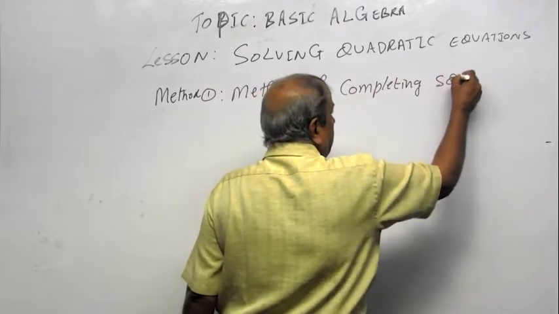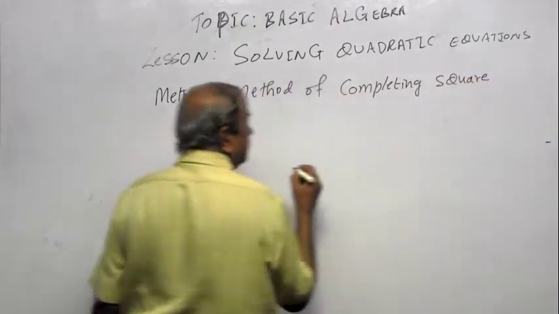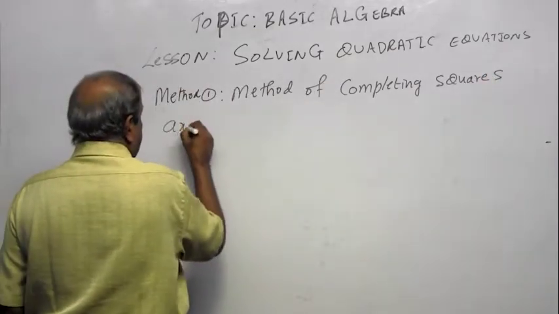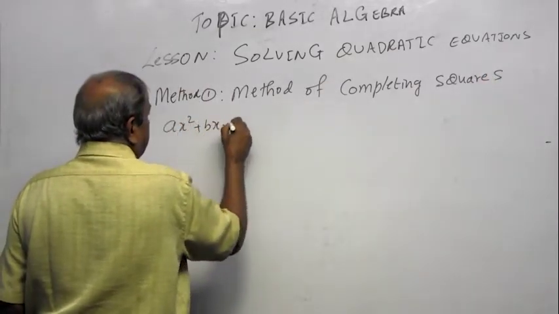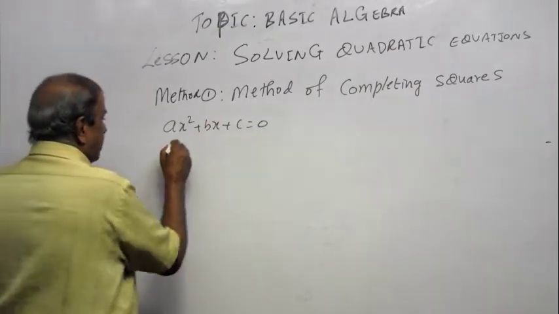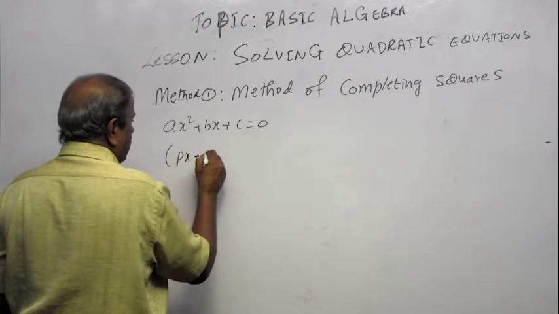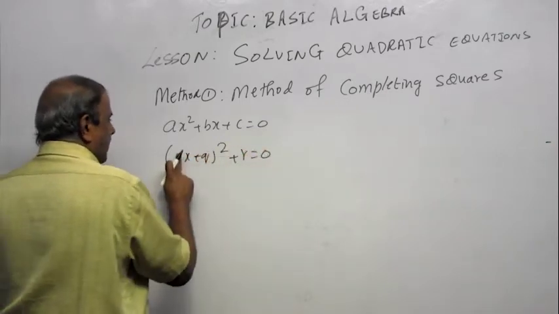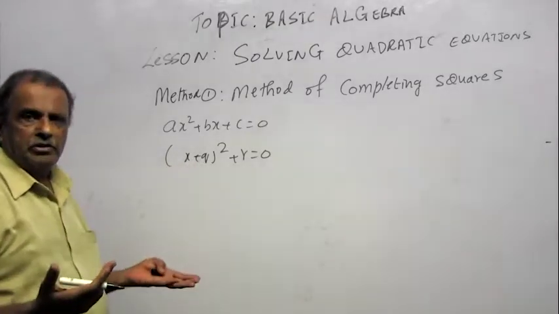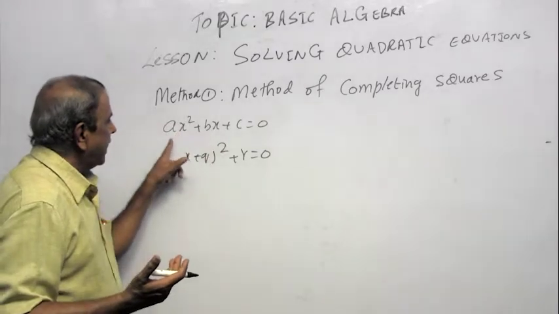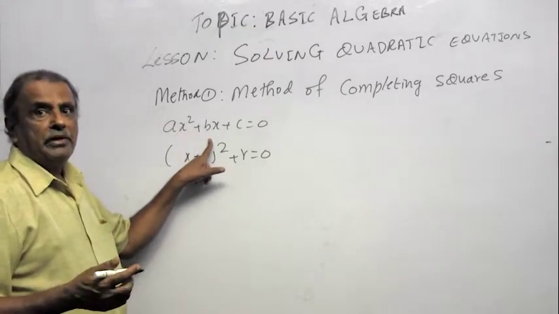That means you have got a quadratic. Suppose you have the quadratic ax squared plus bx plus c equal to 0. You rewrite this quadratic in the form (px plus q) whole squared plus r equal to 0, or (x plus q) whole squared plus r equal to 0. In other words, you convert the terms that are in x into a perfect square.